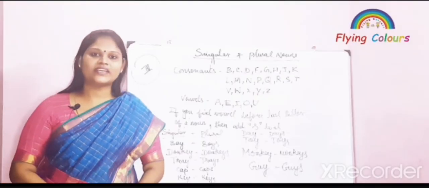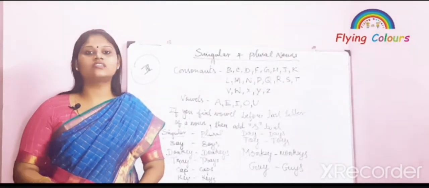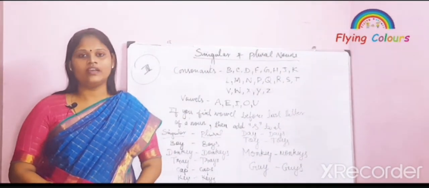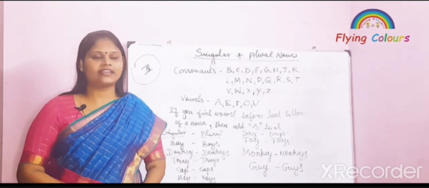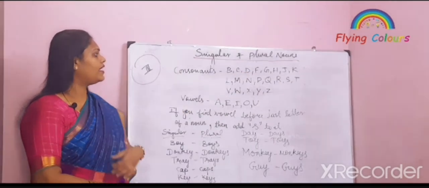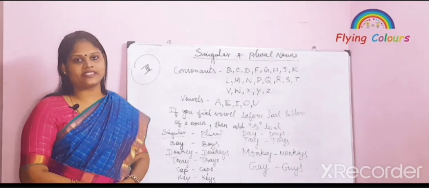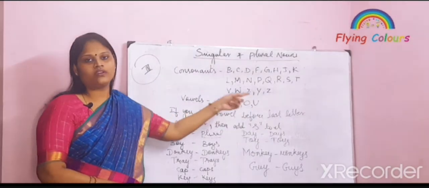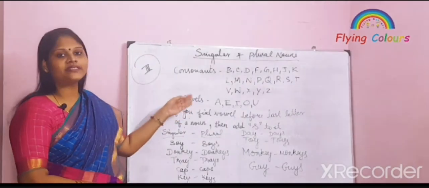I would like to explain what a consonant is and what a vowel is before going to the third concept. Vowels are A, E, I, O, U. Other than vowels, the other alphabets are consonants. For example, B, C, D, F, G, H, K, J, L, M, N, P, Q, R, S, T, V, W, X, Y, Z. These are all consonants, and A, E, I, O, U are vowels. Before going to these concepts, you should know about vowels and consonants.